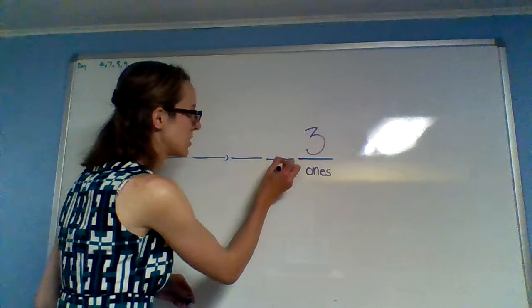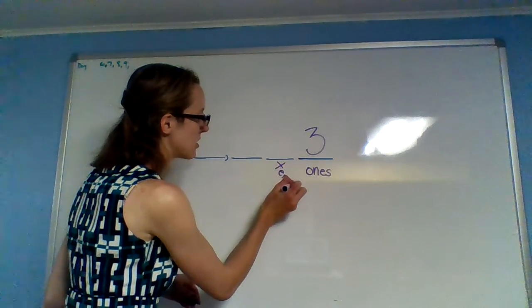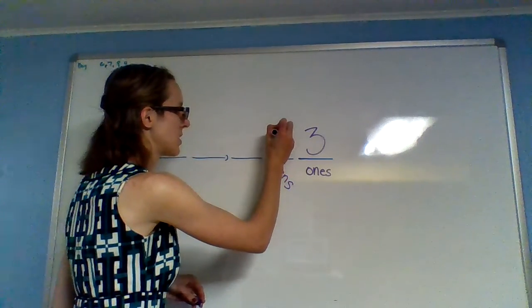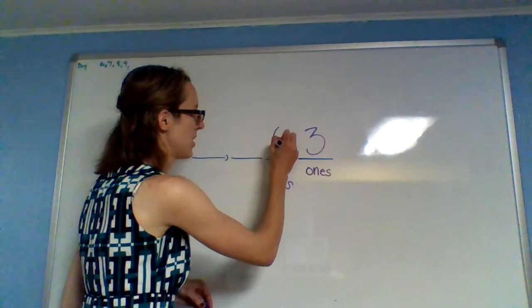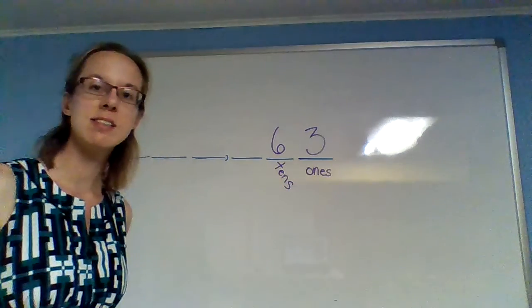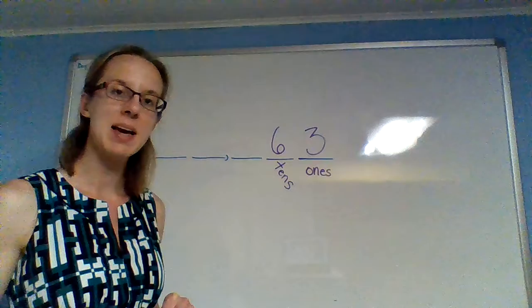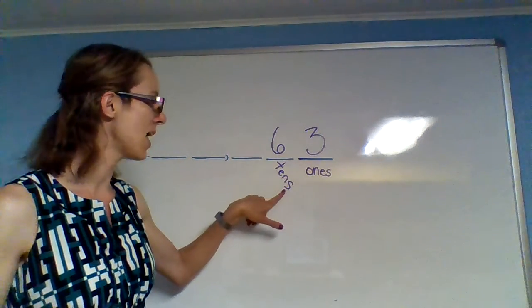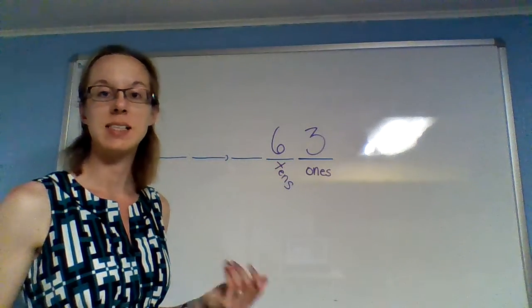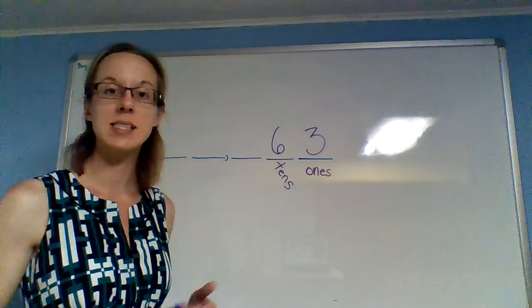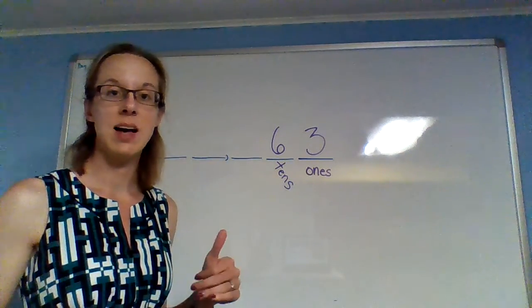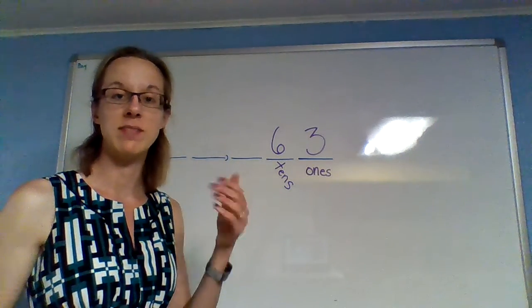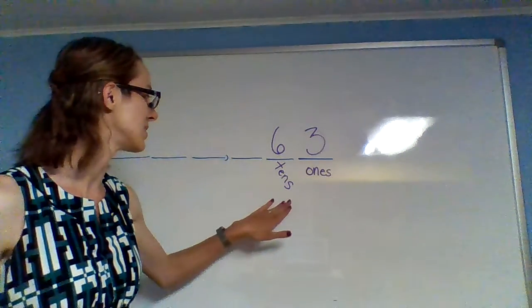That's different than the spot just next door, which is the 10 spot. If I have a 6 in the 10 spot, it's not representing me having 6 of something, but instead that I have 6 tens of that number. 6 tens would be equal to 60. If I skip count that, 10, 20, 30, 40, 50, 60, 6 tens.